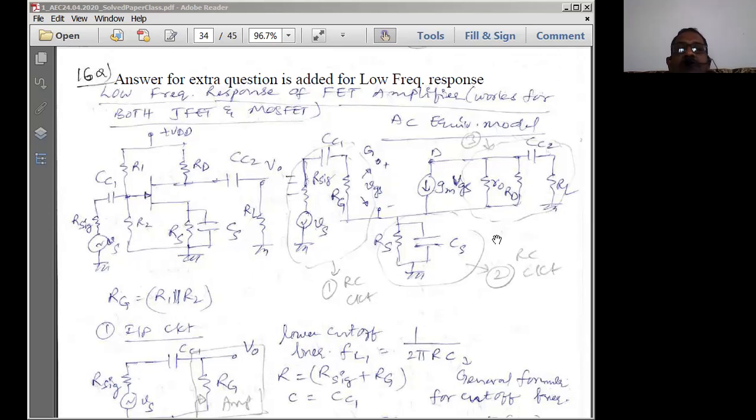Now if you see this amplifier circuit, we have to go for analysis of the low frequency of FET amplifier. Analysis means what? What is the effect of the equivalent R and C at the input side? What is the effect of equivalent RS and CS at the source side? And what is the effect of equivalent R and C at the output side onto the low frequency response of a FET amplifier? This is what we have to find out in this particular analysis.